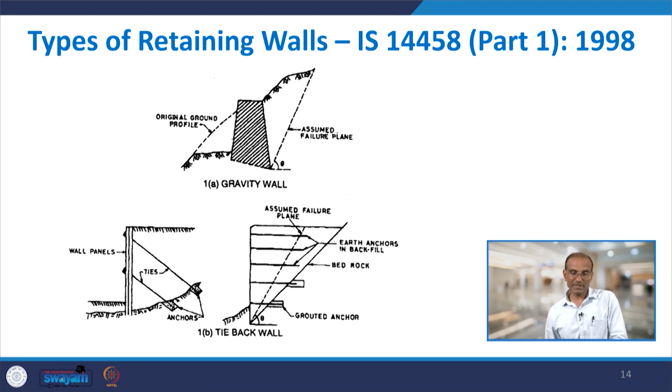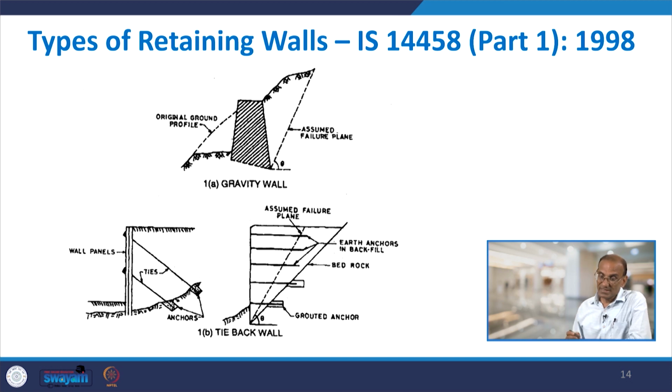So, for example, the gravity walls, the first one, A. In the case of gravity walls, it is very massive, and at the base the thickness is more, at the top it is less. According to this code, let us discuss this in detail. This line is the original ground profile before putting up this wall. Originally there was no wall. Now this wall is normally used to protect some road or the like.